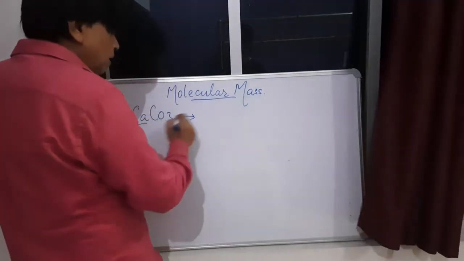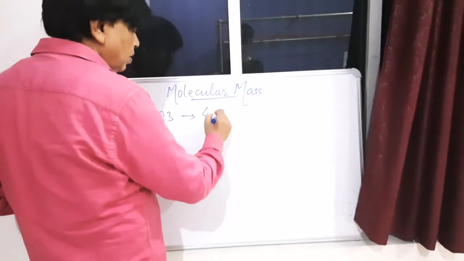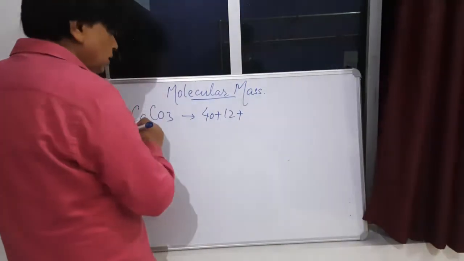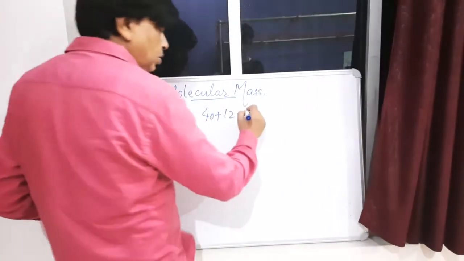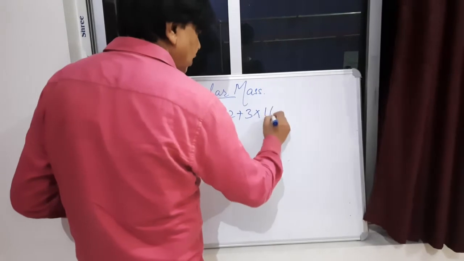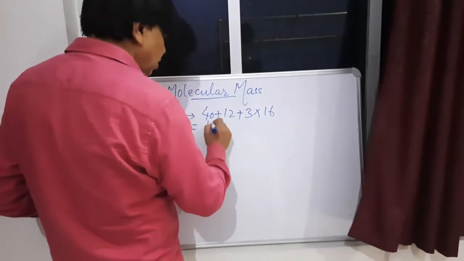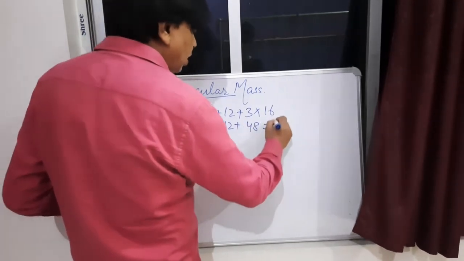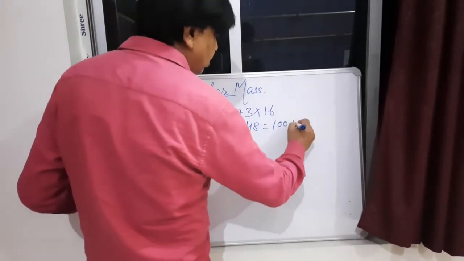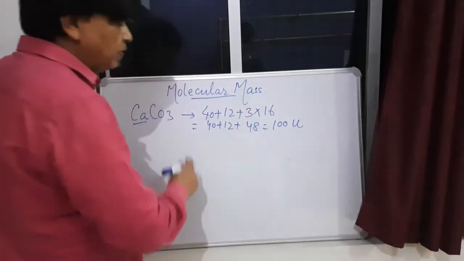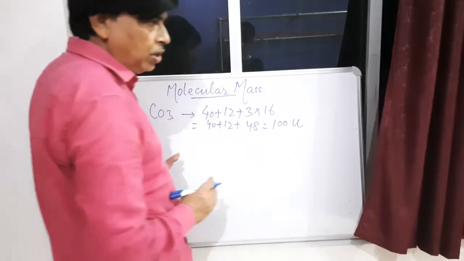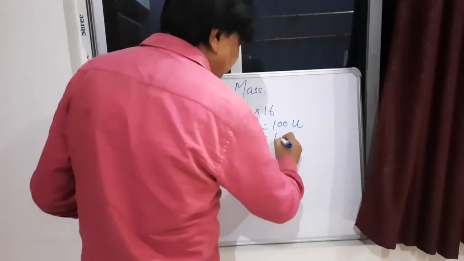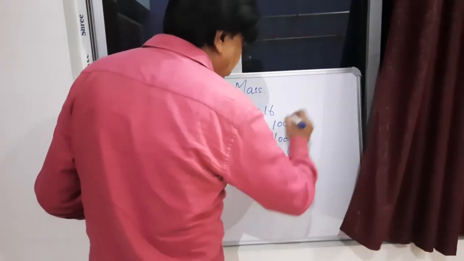Atomic mass of calcium is 40, carbon has 1 atom with atomic mass 12, oxygen is 16 and there are 3 atoms, so 3 into 16. That is equal to 40 plus 12 plus 48, which is equal to 100, and it is written as 100 U. But if it is expressed as gram molecular mass, it will be equal to 100 gram. And 100 gram is equal to what?